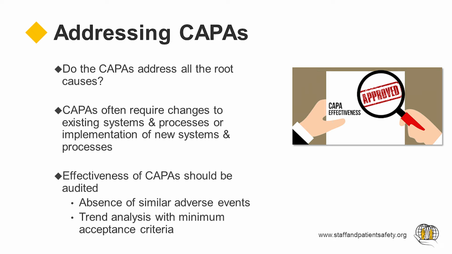When we look at the CAPA framework for implementing solutions for a root cause, it often requires changes to existing systems or processes, or implementation of new systems or processes. So it is important to recognize that this requires commitment in terms of resources and time. Finally, the effectiveness of CAPA should always be audited. This is to ensure that the actions that have been taken to fix the problem and prevent future problems are actually effective. Some common examples of effectiveness checks are listed on the slide.